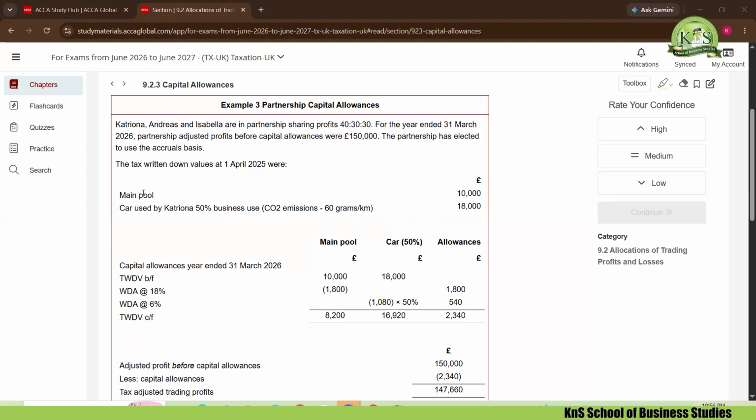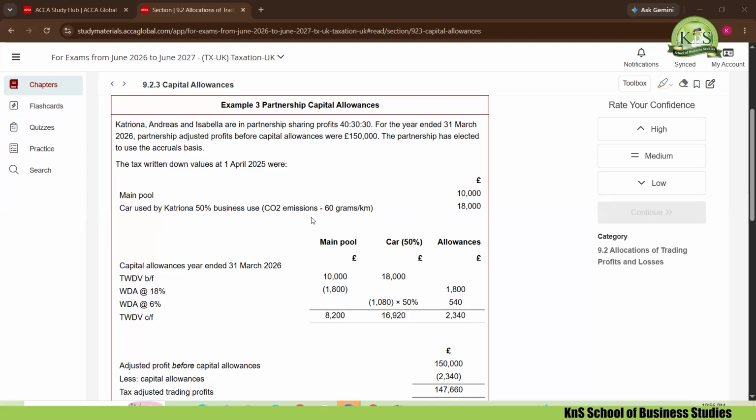So main pool balance. This is a balance like TWDV, which has been given as 10,000. So he has put 10,000 over here. Car used by one partner, 50% business use. Now this car is used 50% in business and the other 50% as a personal one. So what happens is you will only get capital allowance on your 50%, that's it, on your business use. HMRC will not give you relief on your personal use.